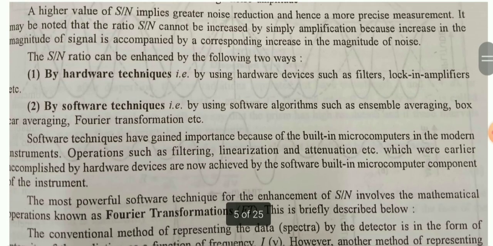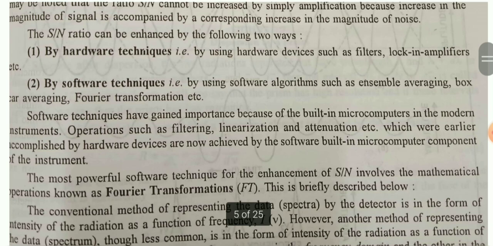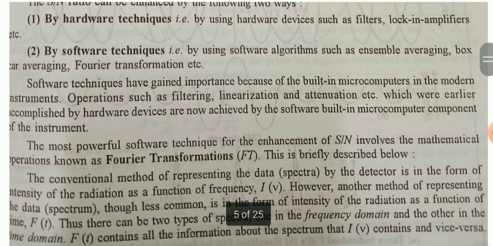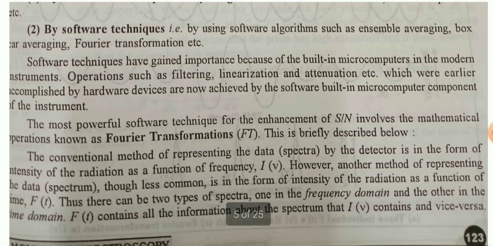The S/N ratio can be enhanced in the following two ways. First, by hardware techniques, that is, by using hardware devices such as filters, lock-in amplifiers, etc. Second, by software techniques, that is, by using software algorithms such as ensemble averaging, boxcar averaging, Fourier transformation, etc. Software techniques have gained importance because of the built-in microcomputers in modern instruments. Operations such as filtering, linearization and attenuation, etc., which were earlier accomplished by hardware devices, are now achieved by the software of the built-in microcomputer component of the instrument.